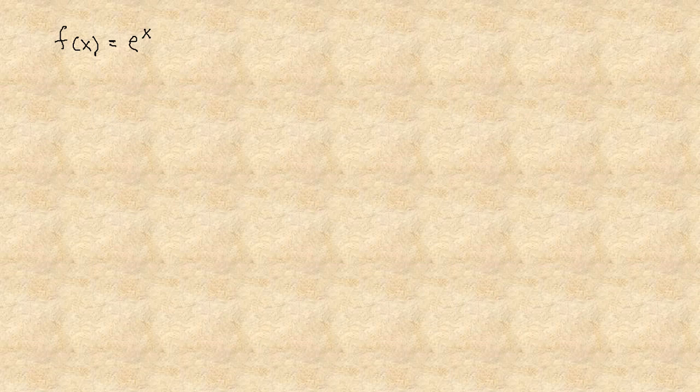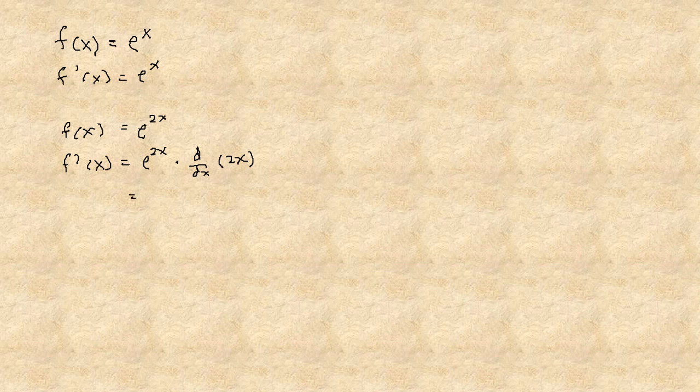Look at this example. If we have f(x) equal to e to the power of x, differentiate function e to the power of x, f prime x will be equal to, we get the same function, e to the power of x. But if we have f(x) equal to e to the power of 2x, f prime x will be equal to, first we write e to the power of 2x, and then we need to multiply by differentiate function 2x. So here we get e to the power of 2x multiplied by differentiate 2x, we get 2, or we can write as 2e to the power of 2x.